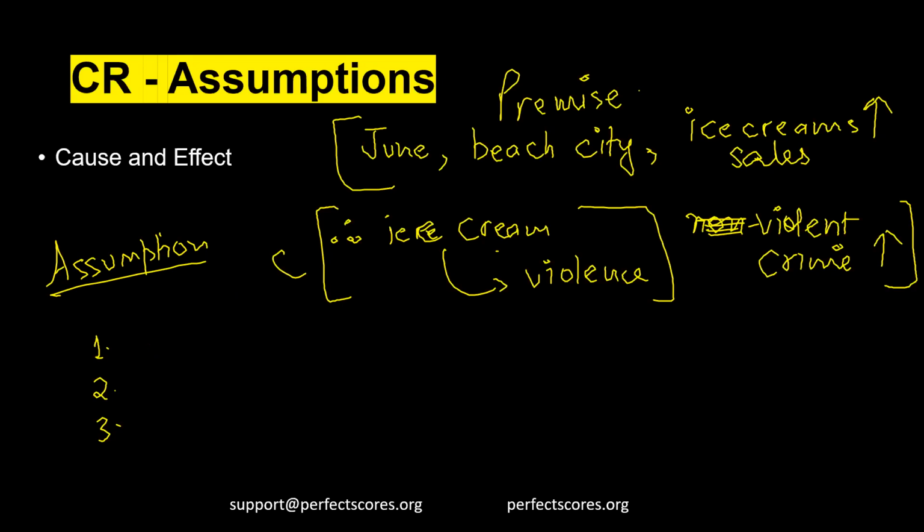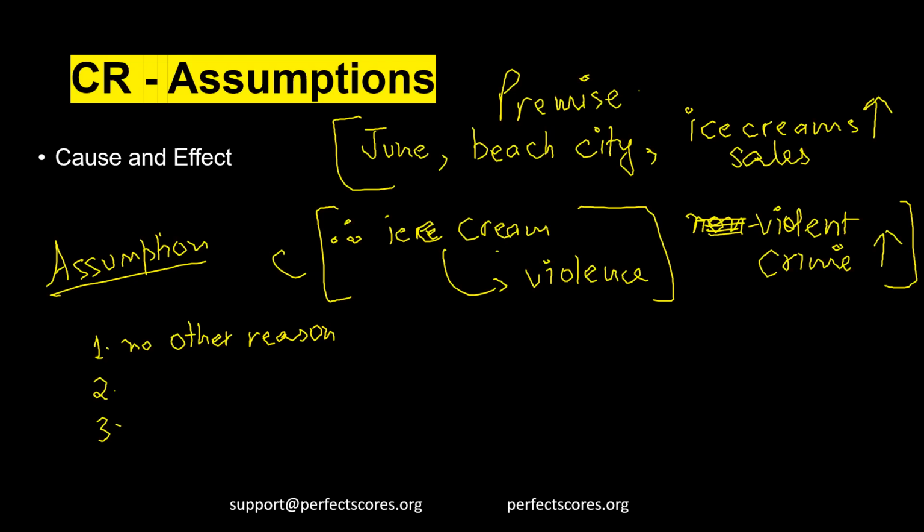The first is that there is no other reason for that effect. So basically, the assumption is that there's nothing else that is causing the violence. It is only the ice cream. There's no other factor that can explain that effect of violence. So that's the first assumption.